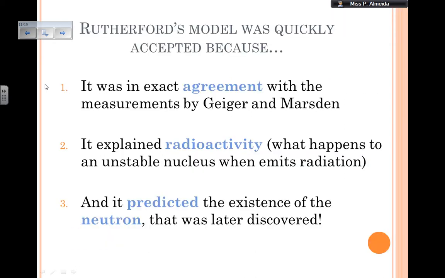Now, his model, Rutherford's model, was quickly accepted because it was in agreement with measurements by other scientists, Geiger and Marsden, and I hope I'm saying it right. It also explained radioactivity, which is what happens to an unstable nucleus when it emits radiation. And finally, it predicted the existence of the neutron that later on was discovered. And this is kind of how science works, okay? You get some results and you see if it matches with other things that we already know, or if it can be explained by stuff that we already know as well, okay?